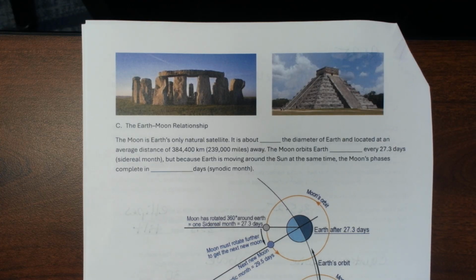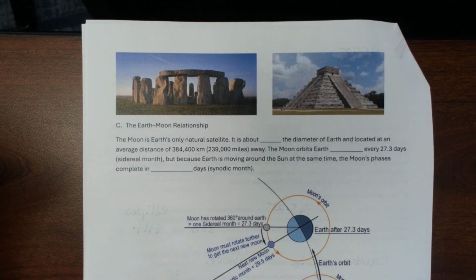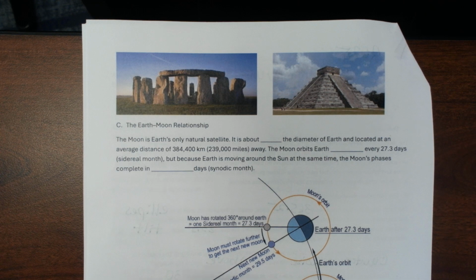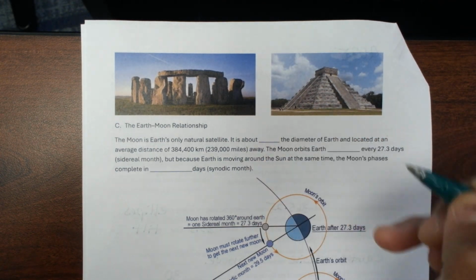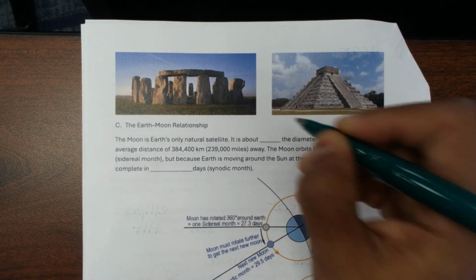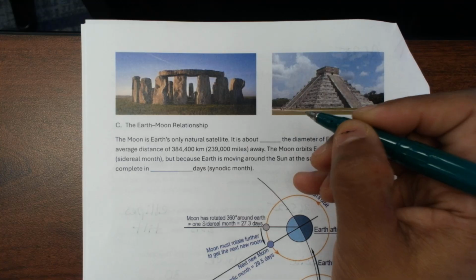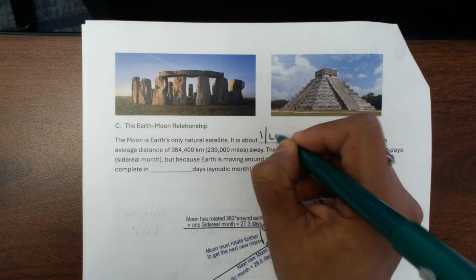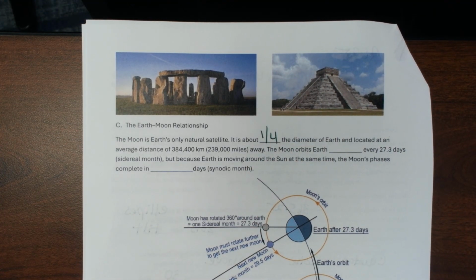So I don't know, but that's how they were able to tell these seasons a long time ago. To me, that's kind of crazy. It says the Earth-Moon relationship. So we all already know that the Earth-Moon relationship has a lot to do with our tides and other things. But I'm not sure if you know that the Earth is about 4 times larger, or you can say the moon is 4 times smaller, 1/4 of the diameter of Earth.